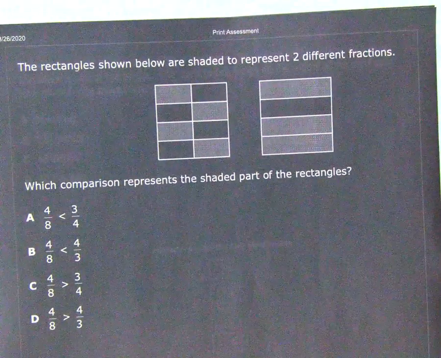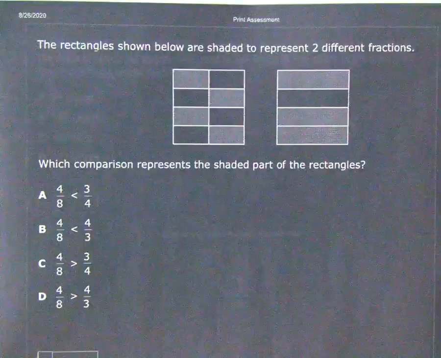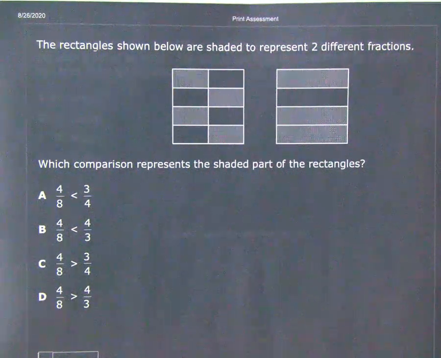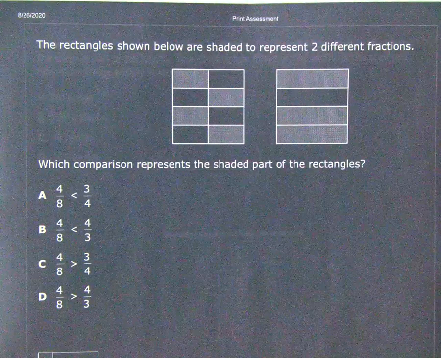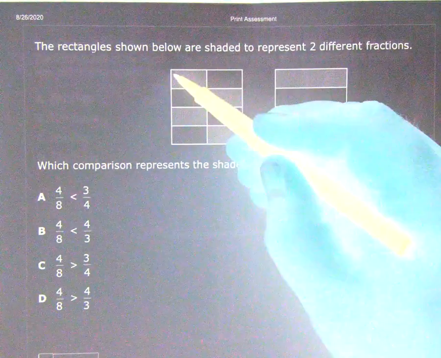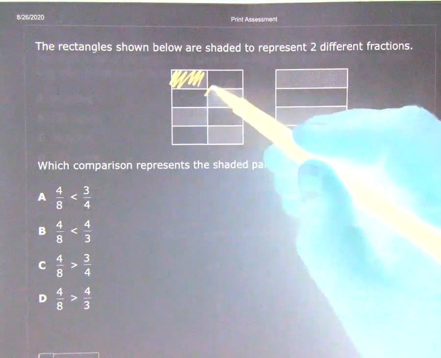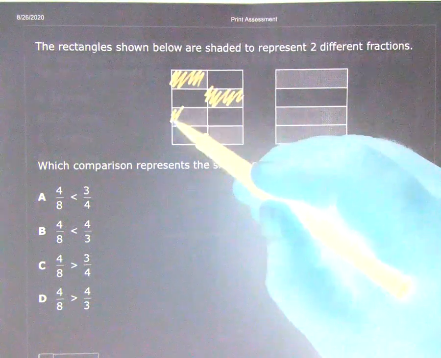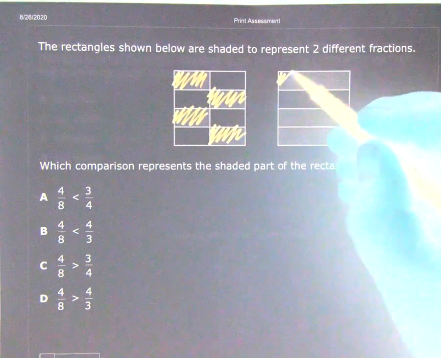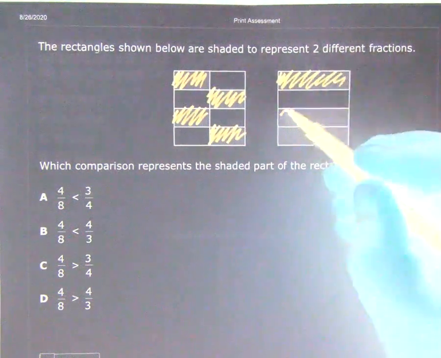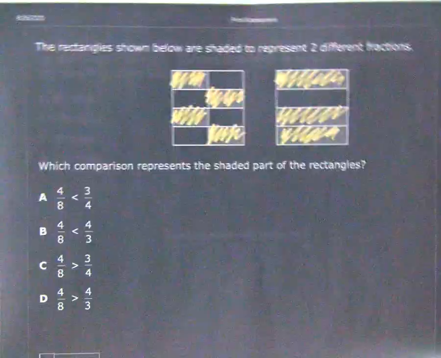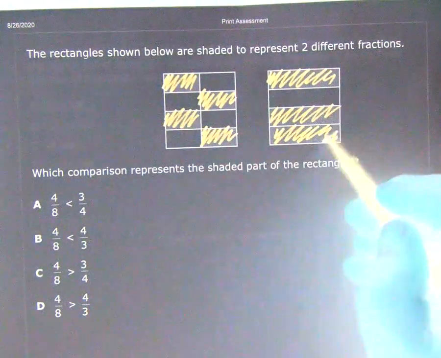Number 6. The rectangles below are shaded to represent two different fractions. Which comparison represents the shaded part of the rectangles? So you can't see it here, and I'll fill it in for you, but the shaded parts are this one, this one. I'll color in the shaded parts so it'll show up on the video a little bit better. This one. And fractions are a funny thing. Super easy when you get them, super difficult when you don't.